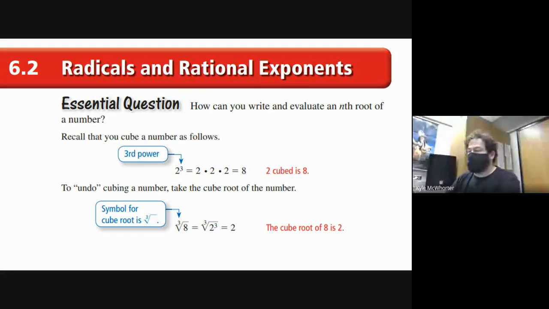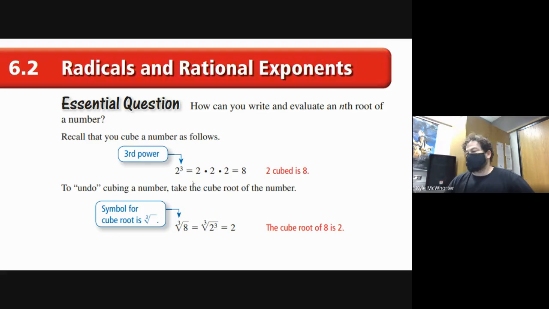So today we're learning about radicals and rational exponents. Radicals are these little square root looking signs, and rational exponents is basically when you have a fraction as an exponent.